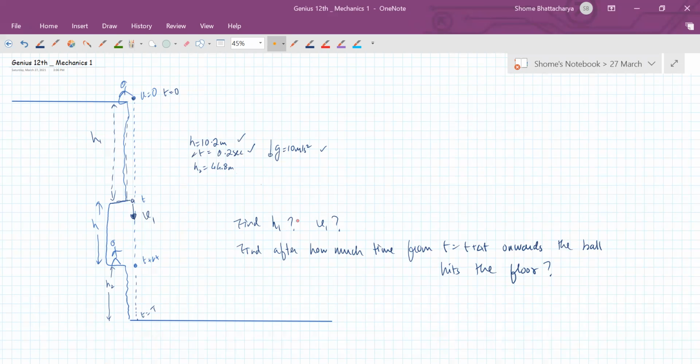Okay, so I'm just putting the answer so that you can verify. This h1 you should be getting as 125 meters. This v1, the velocity just at the top of the cave in the cliff, we should be getting as 50 meters per second. And after how much time from this, this time interval comes out to be 0.8 seconds.